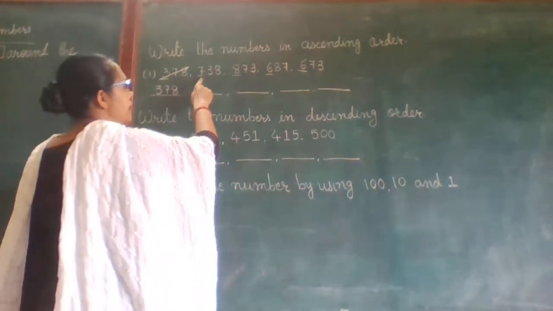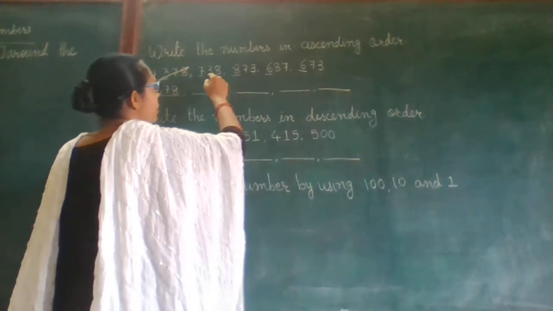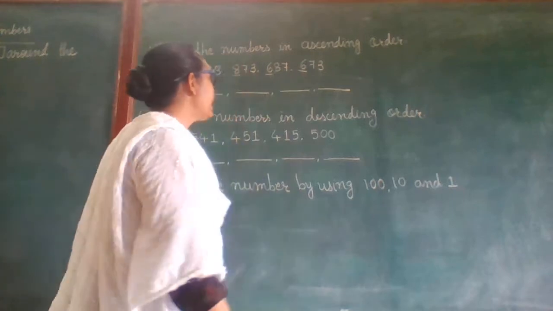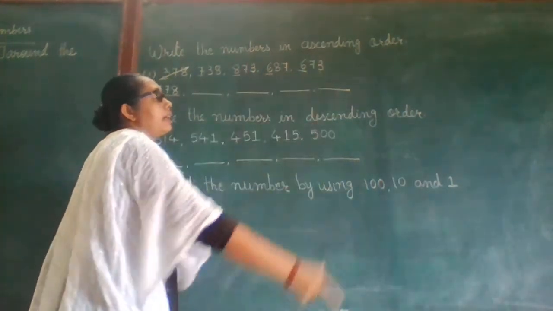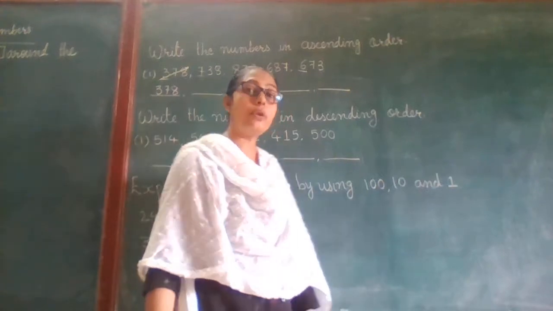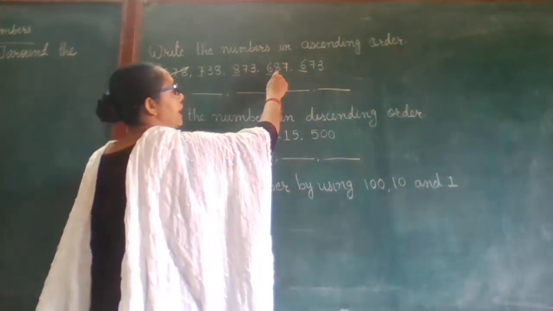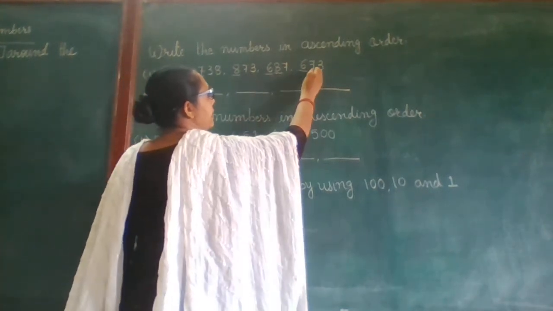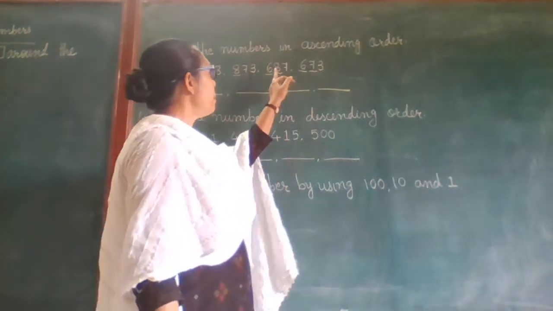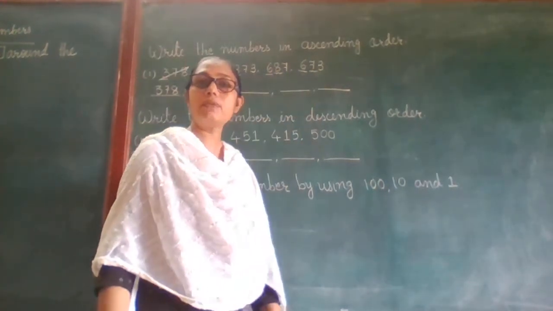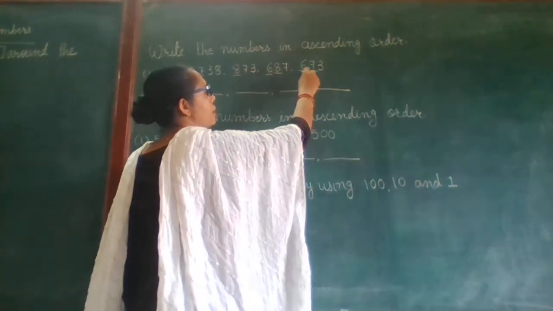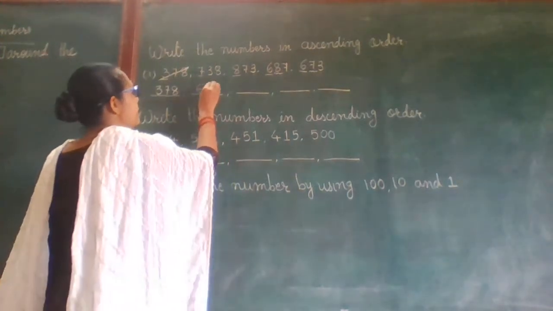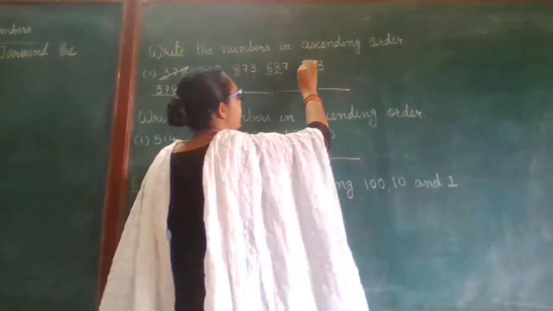Now we check 7, 8, 6, 6. So among 7 and 6, which one is the smallest? 6 is smallest, but here we have 6 in 2 numbers. So in this case, we have to check the tens place. So here we have 8 and here we have 7. Now we have to compare 8 and 7. Which one is smaller? 7 is smaller. So this number will come on second place. So we write here 673 and we cancel it.